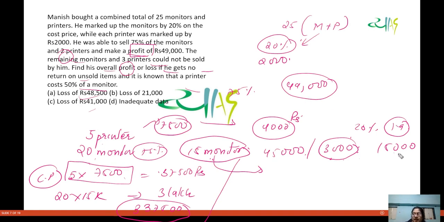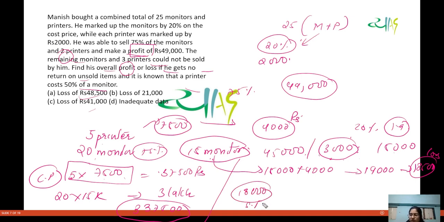Basically he is selling two printers, so that means 15,000 rupees was the marked cost price, and 4,000 rupees he did earn as profit, so 19,000 rupees. So that means 18,500 rupees loss incurred for the printer. And 18,000 is the selling price for a monitor, because 3,000 rupees profit and 15,000 rupees was the initial cost price. So 18,000 into 15 you will do, how much are you going to get.